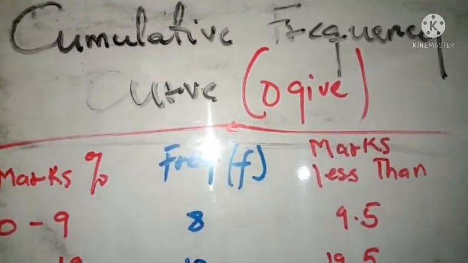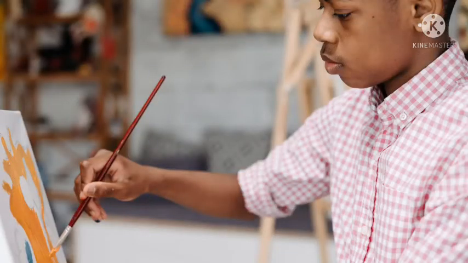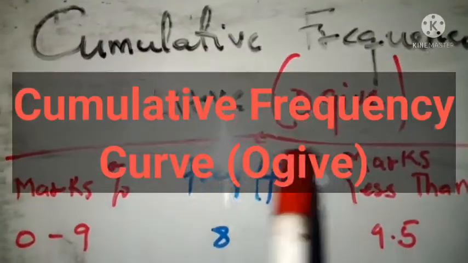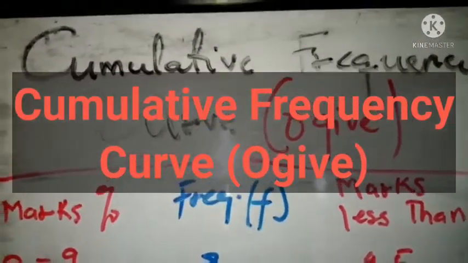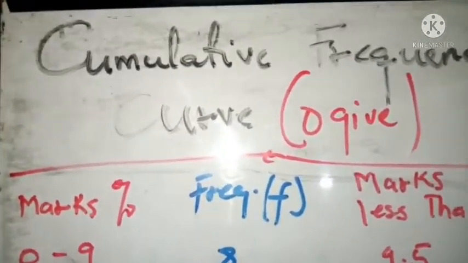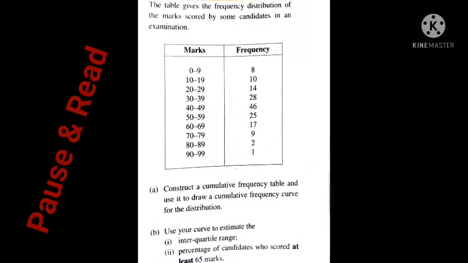The importance of a graph is to paint the picture of the information being given to us. So another graph is what? Cumulative frequency curve, or maybe Ogive in some cases. So let's see how best we can use this cumulative frequency curve or Ogive to paint the information being given to us in a question form. So let's have a look at it.